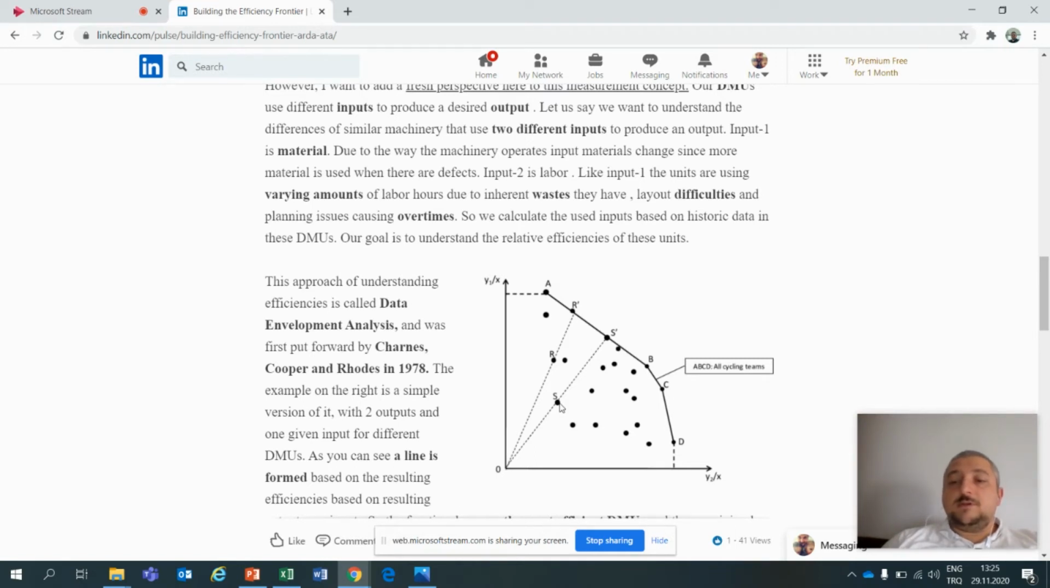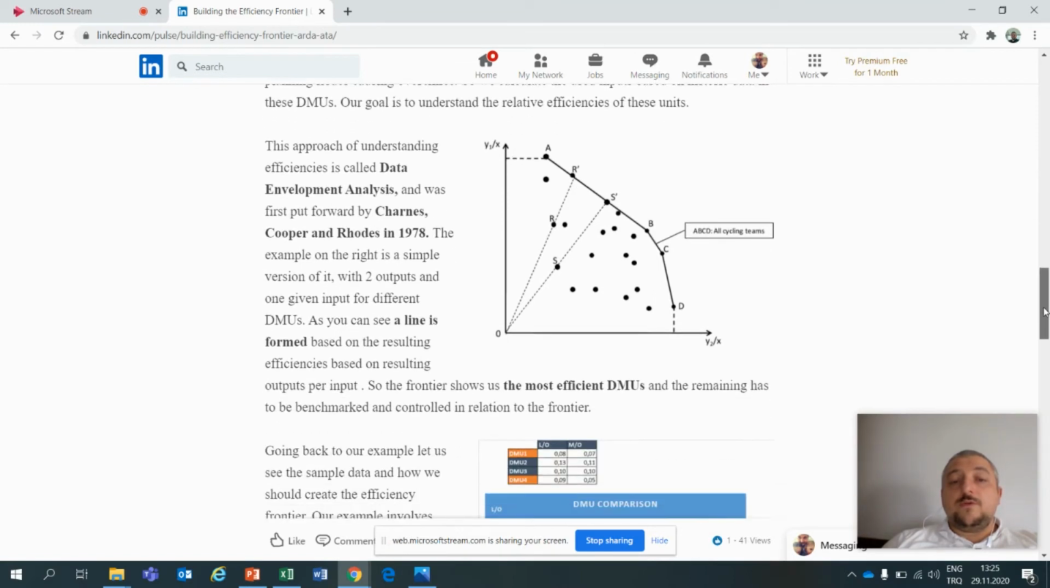It is still the same process in your own machine park. Maybe they are very close to each other. Simply these guys should go and benchmark these guys in doing whatever they are doing, and it will create a much better understanding of the process itself. So this is a good, elegant way to understand what is going on in your shop floor.